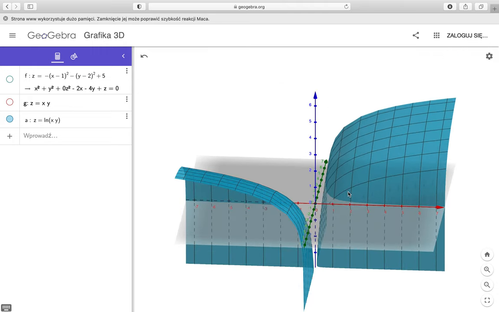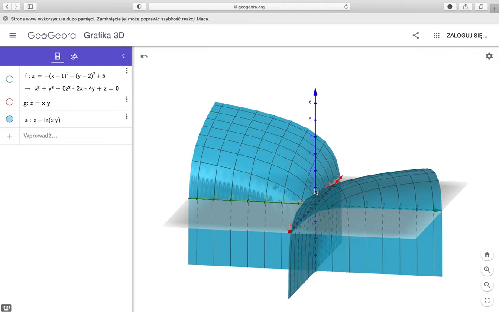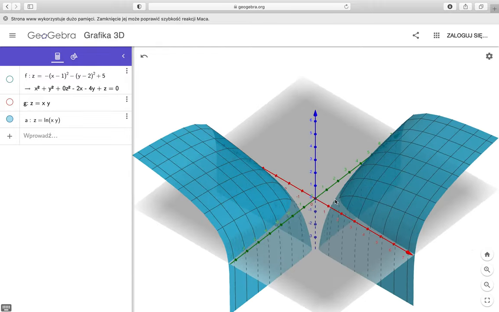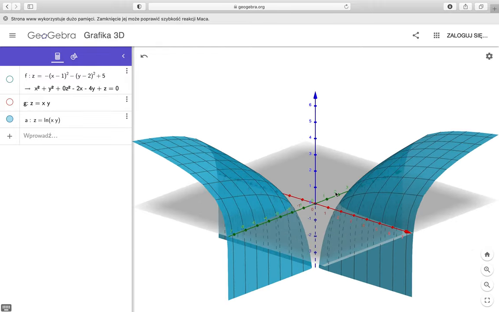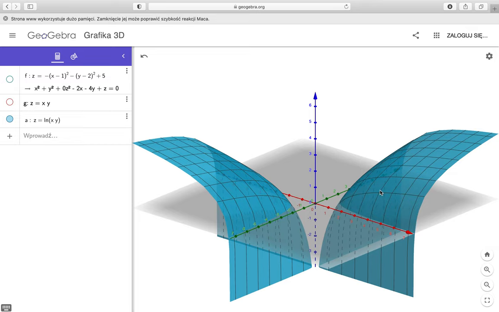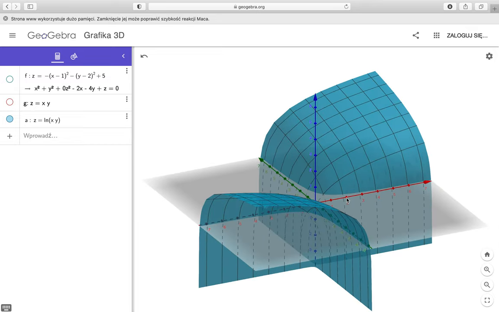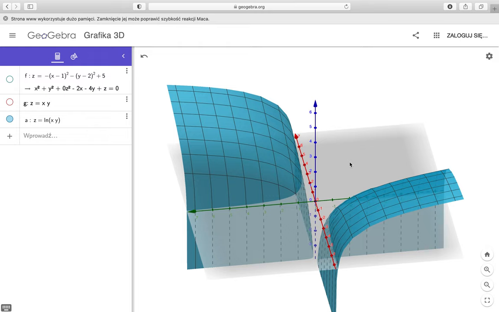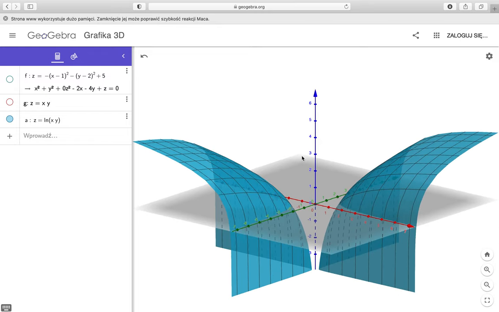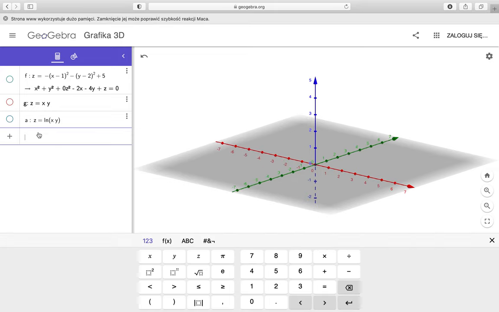Interesting thing is happening, but it makes perfect sense. Look, we've got these two planes, and in this case again x and y must both be positive, or x and y must both be negative, because we can calculate the natural logarithm only from positive arguments.